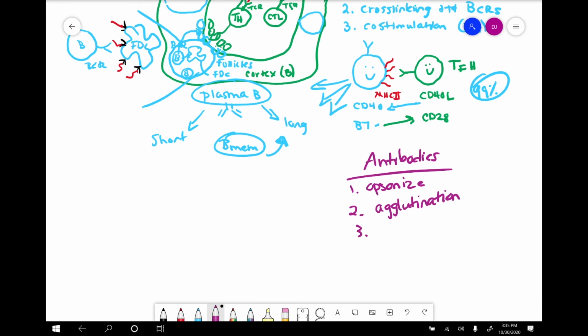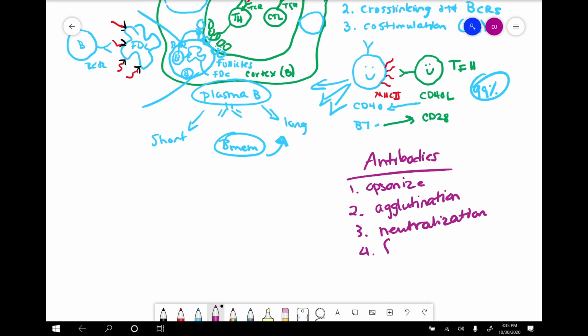Another thing they can do is something called neutralization. If you think about a virus needing to take those protein spikes and bind to the surface of one of your cell receptors, these antibodies can bind to those protein spikes and prevent it from binding to the receptor, thus neutralizing it and preventing the virus from causing an infection.